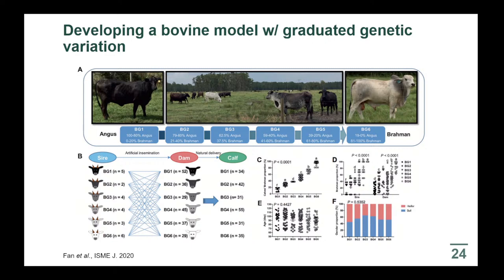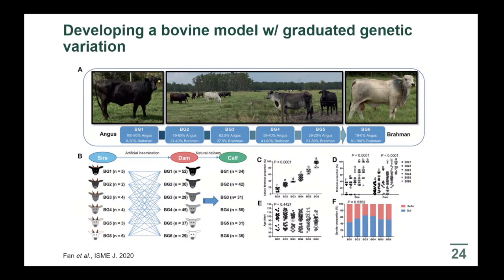And then we made this diallel method to mate them. Sires from each breed group were mated with dams to have calves, and then we divided the calves based on breed composition, resulting in breed one to breed six. It took about 10 months to have babies. Then we started to look at the data.